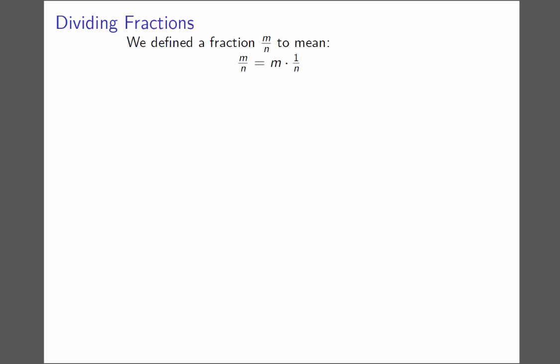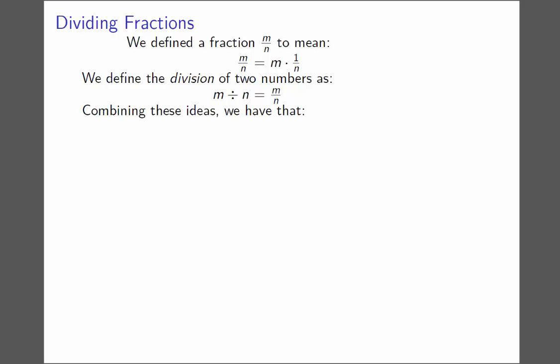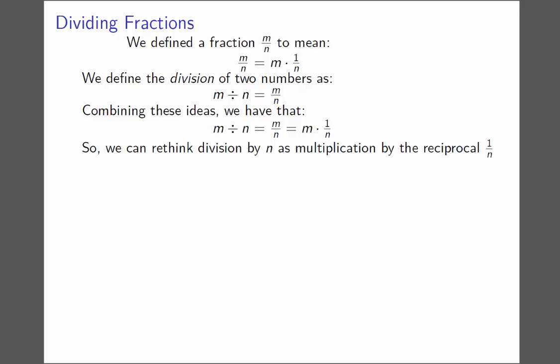Recall, we defined a fraction m over n to mean m times 1 over n. We defined the division of two numbers, m divided by n, to equal this number m over n. Combining these ideas, we have that m divided by n is m over n, which we can write as m times 1 over n. So this means we can rethink division by a number n as multiplication by the reciprocal, 1 over n. This will be helpful when we are dividing by more complicated numbers.